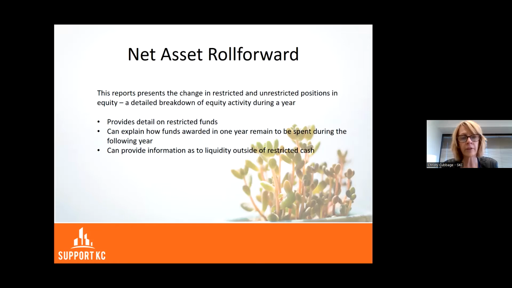So this report can also provide information as to your liquidity outside of restricted cash. A little more on that later, but you can look at this report and say, oh, we've got so much that is restricted that we can only spend it for salaries, but we can't spend it for rent. Understanding that report is a little difficult sometimes and maybe better in a narrative for the board. The finance committee might look at this and summarize it for the board.